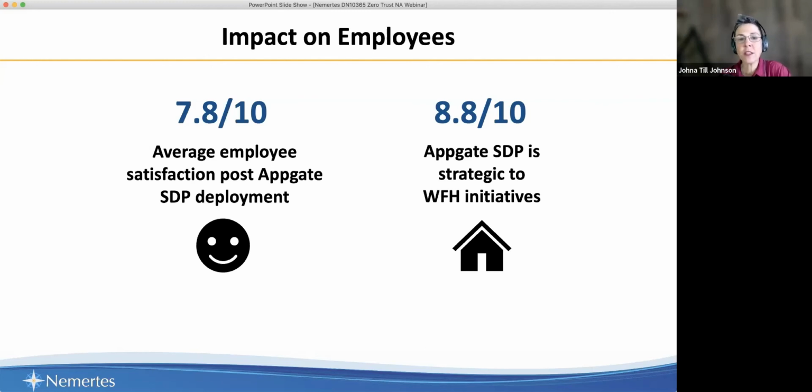And that's actually something that's very powerful because for remote access, that's usually the thing where you grumble and complain about the IT department the most, particularly in the context of work from home when you don't have help that's readily available. And that's the second of the two things, which is really that Appgate SDP was strategic to work from home initiatives, 8.8 out of 10.